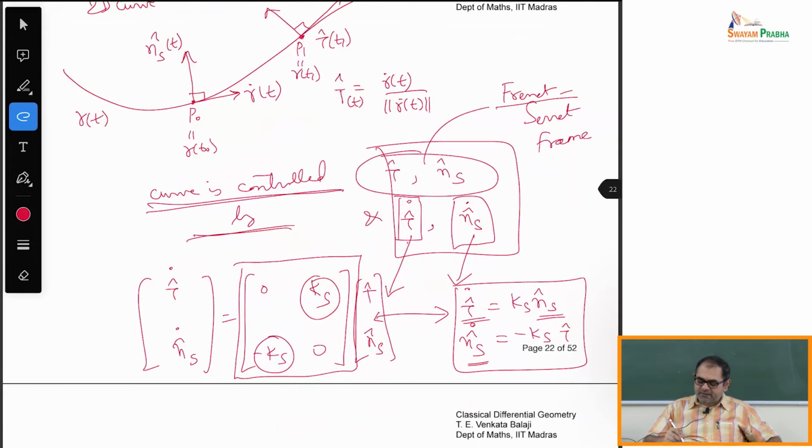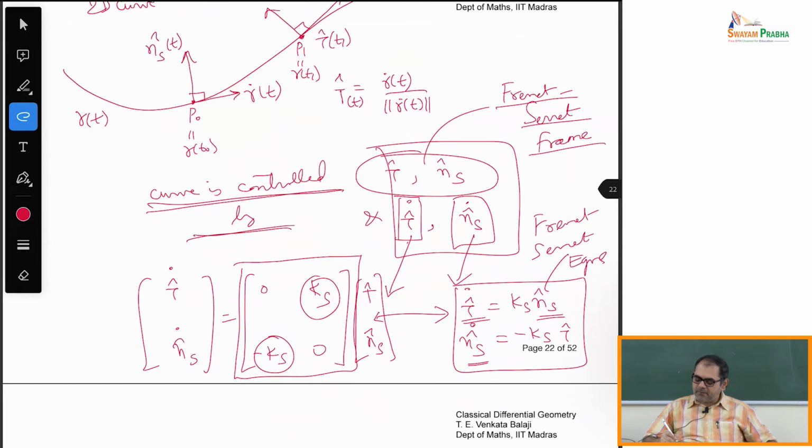And it will have one more entry. Guess what it is? It's going to be the torsion. Because for a space curve, there is one more curvature, the second curvature, the torsion, which is going to come in. So that's a beautiful thing. You have this Frenet-Serret frame, and these are called the Frenet-Serret equations.